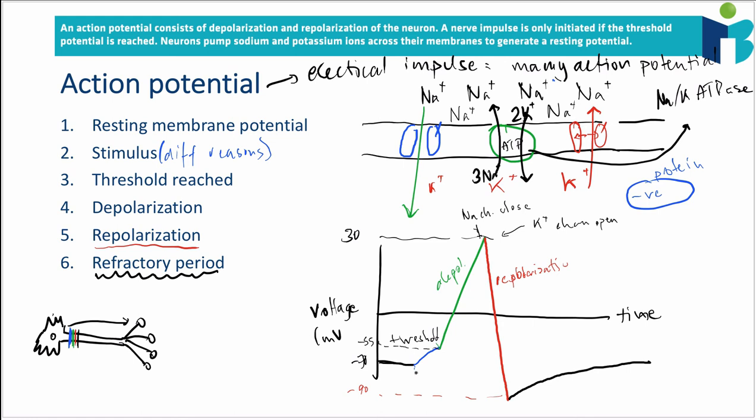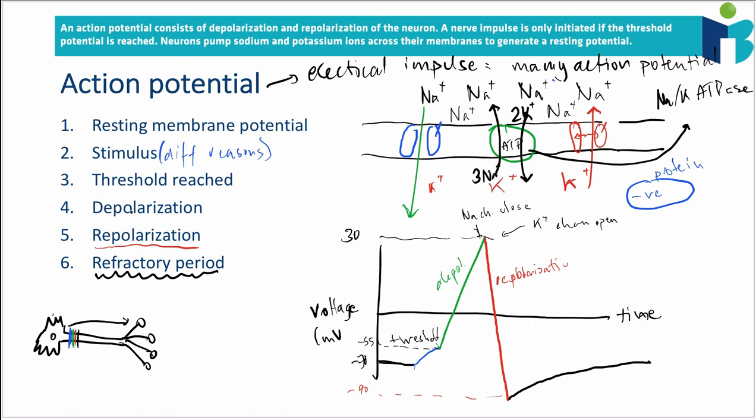Now, the refractory period is important because it is the period where you can't launch a new action potential, because you can't reach the threshold again. So it's a way of preventing a neuron from constantly firing more and more action potentials. It needs to chill out at one point so that the membrane voltage can be reestablished.